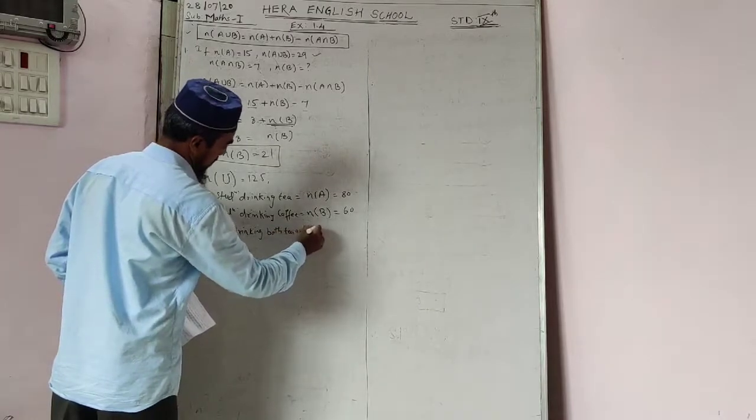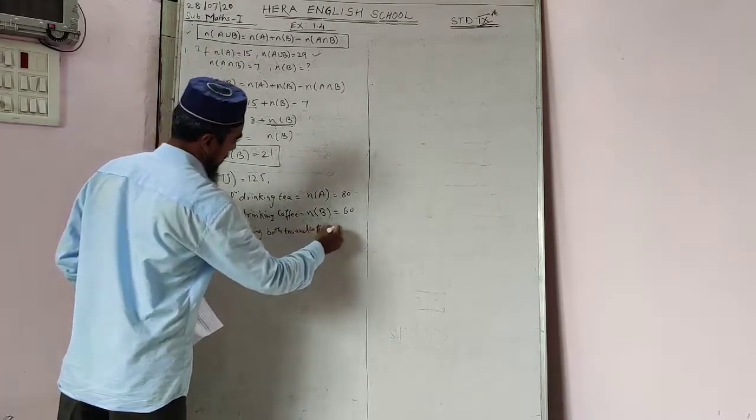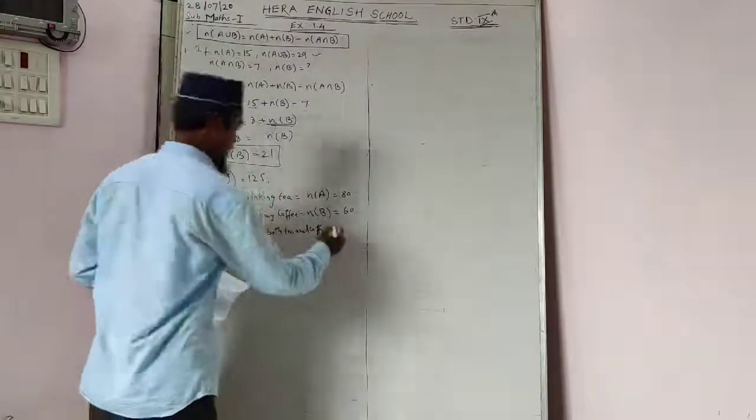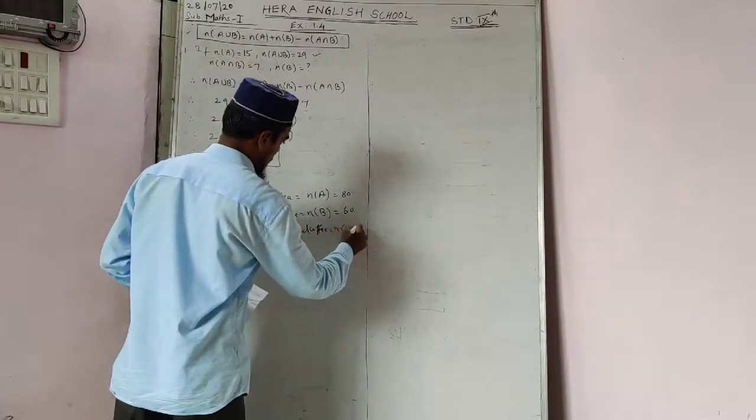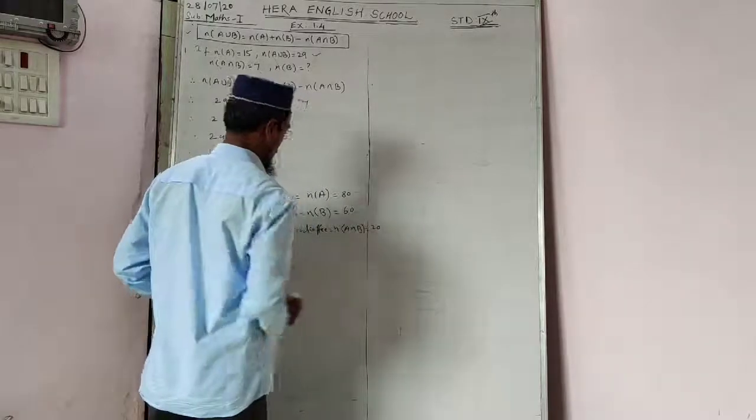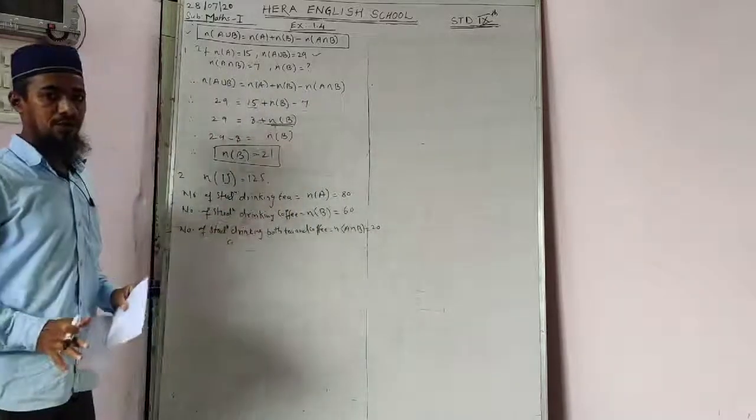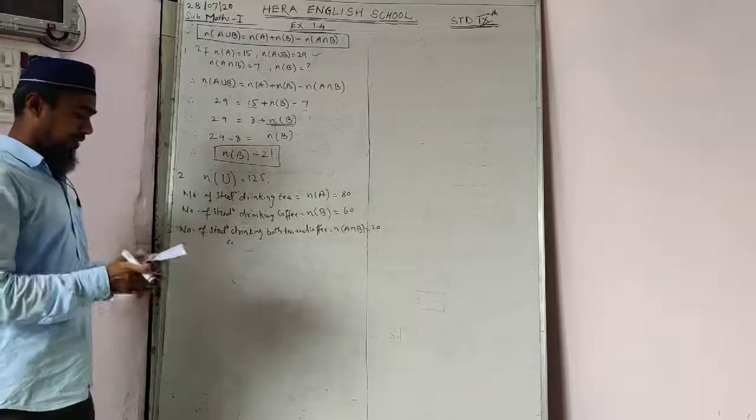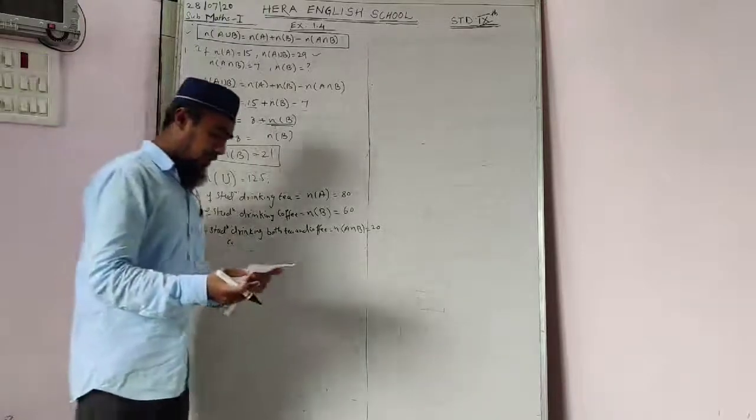Tea and coffee. We'll write this one, number of A intersection B. They are 20. Okay, these are the formula. Okay, we are keeping here. Now we'll bring what we have to bring in the question.